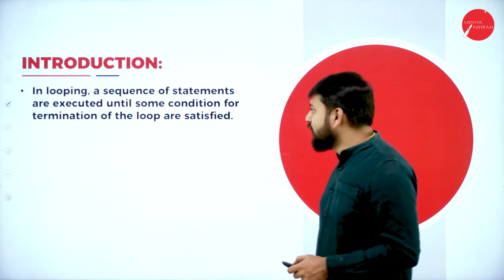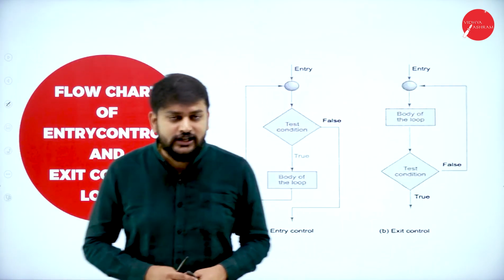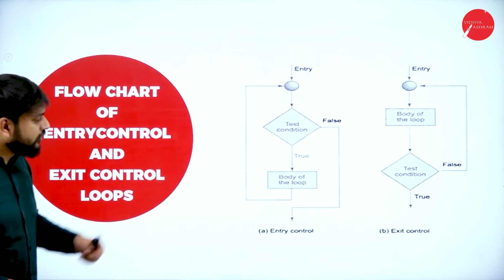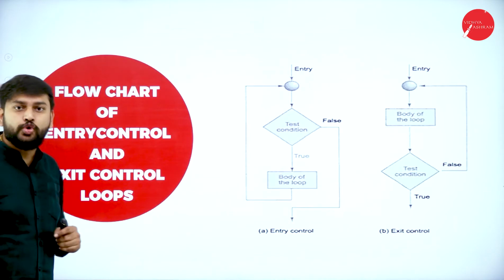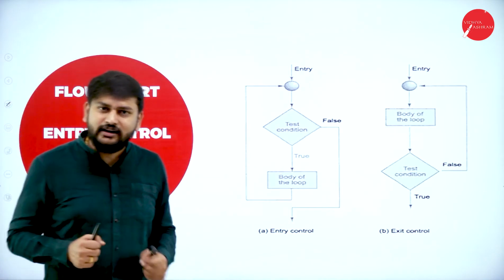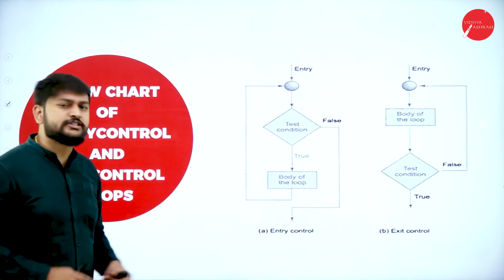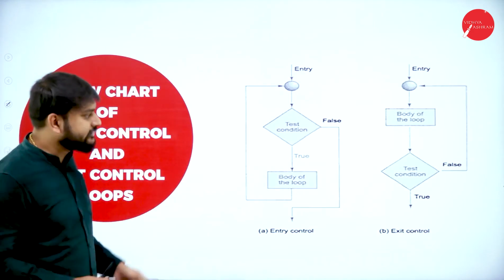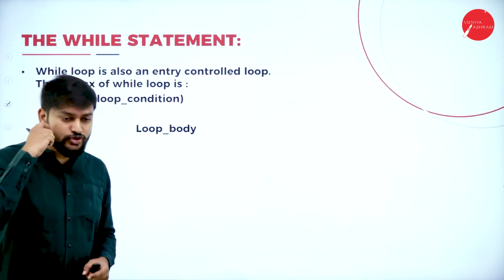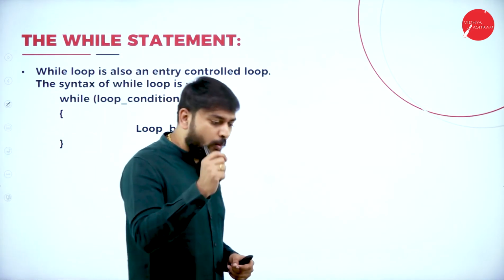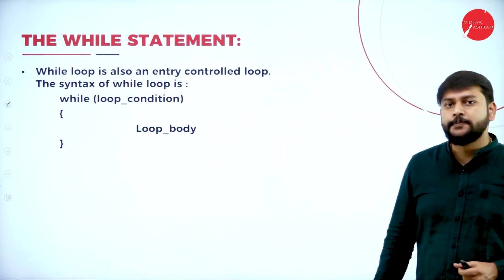All right. So I have the flow chart for the loops. Let's understand this. Flow chart of entry control and exit control loops. What exactly are entry control and exit control loops? I think it will be too early if I discuss this now, so let me not discuss this. Let me discuss this first and then I will come back to the flow chart. So let me discuss what exactly the while statement or while loop is all about.